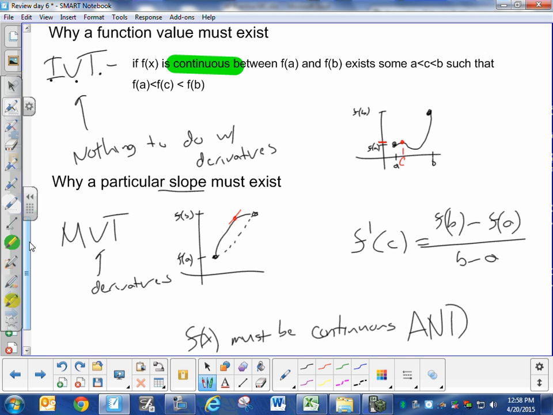The mean value theorem will be your method to prove that a derivative must exist. Function must be continuous and differentiable. And we would say that if it is continuous and differentiable, there's some location between these 2 points where the slope of the tangent equals the slope of the secant, which is here. And this has to be between A and B, and here's my C.